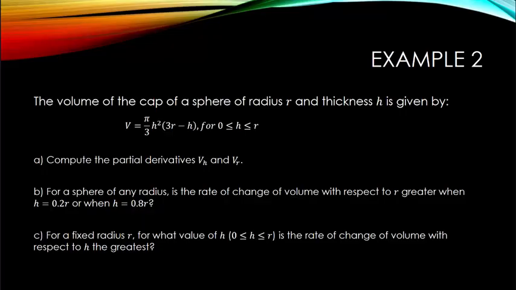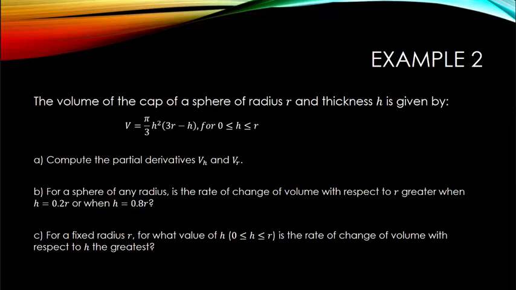And this is for 0 is less than or equal to h, which is less than or equal to r. Using this formula, which gives me a volume as a function of r and h, I want to compute the partial derivatives Vh and Vr. And then, for a sphere of any radius, I want to know if the rate of change of the volume with respect to r is greater when h is equal to 0.2r, or is it greater when h is equal to 0.8r.